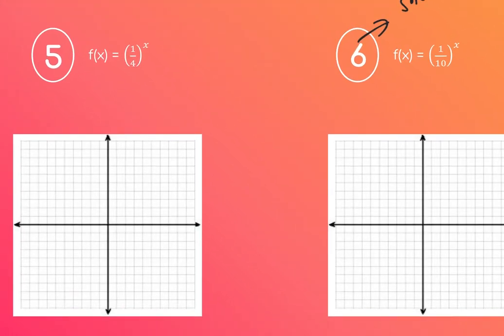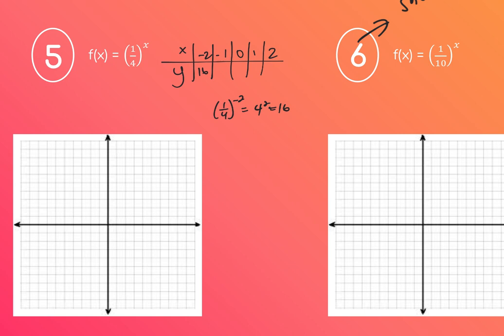Now, what's inside is a fraction again. So x: -2, -1, 0, 1, 2. 1/4 to the -2 flips it to make it 4 squared, which is 16. 1/4 to the -1 flips it, makes it 4 to the first, or 4. 1/4 to the 0, 1. 1/4 to the first, 1/4. And 1/4 to the second, 1/16.